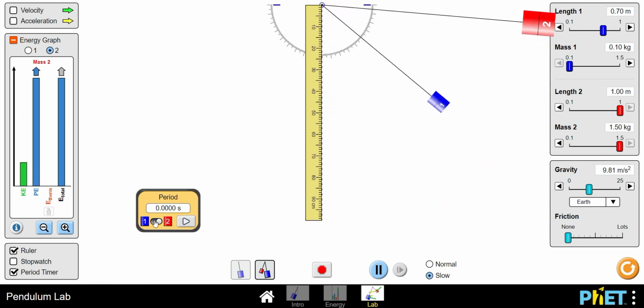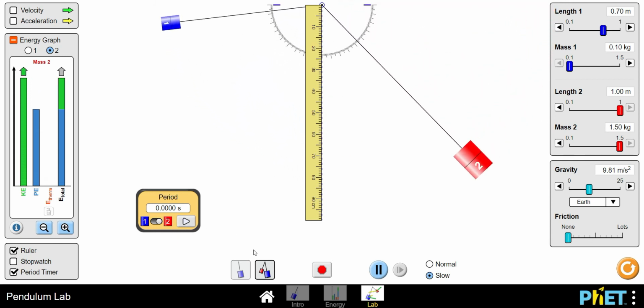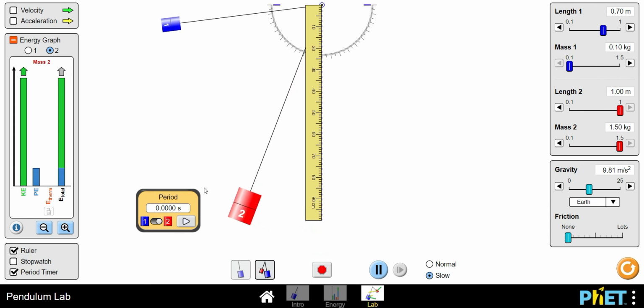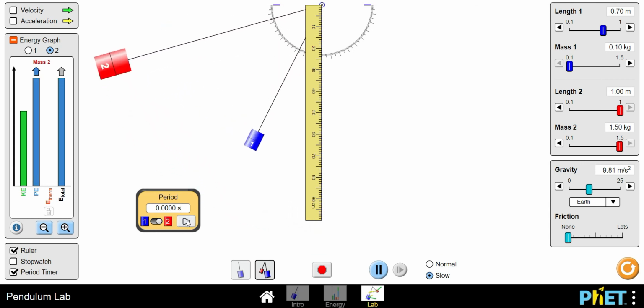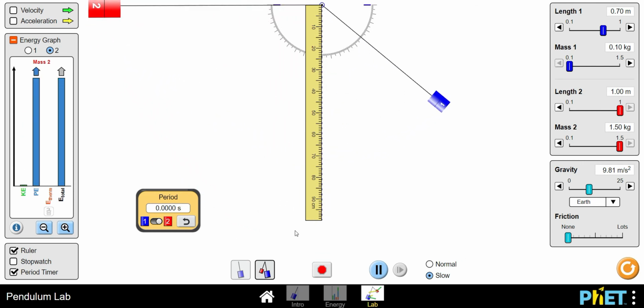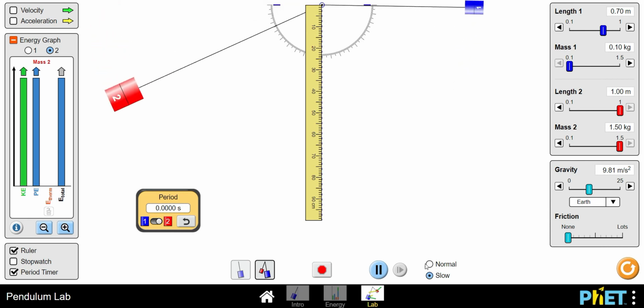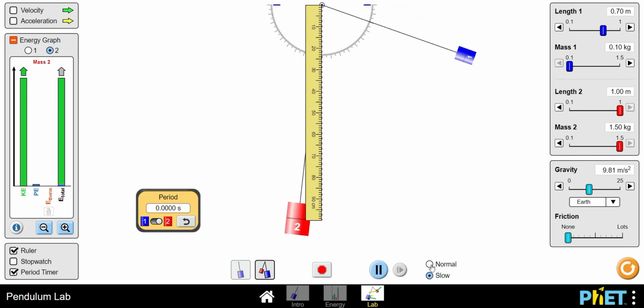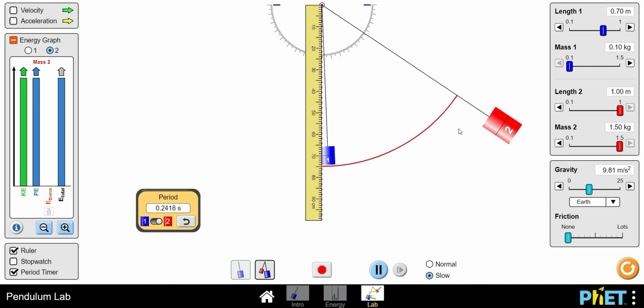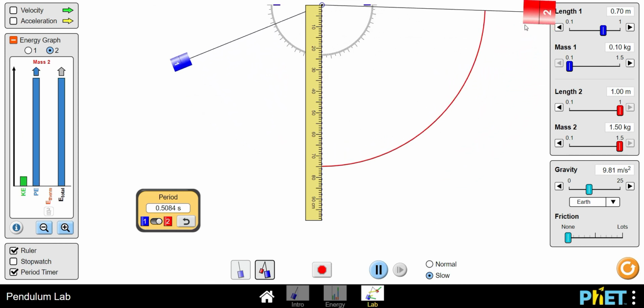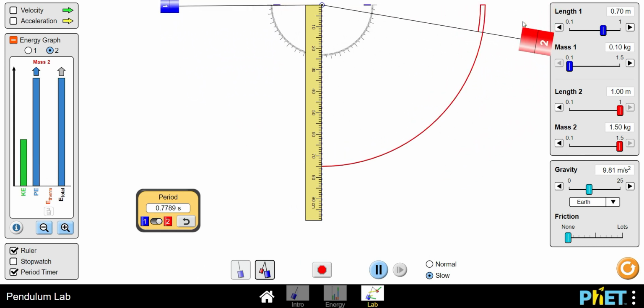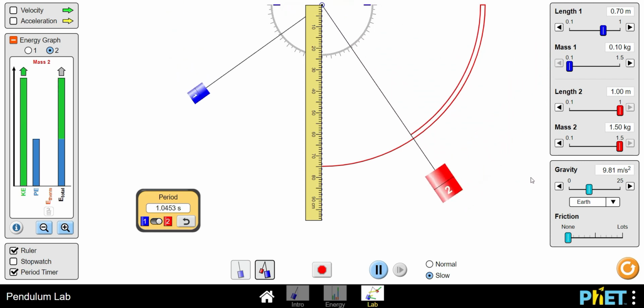We're going to switch to the second one on our period table and press play so it will start recording. Also, I'm going to go into normal speed once this is done so you can see actually how fast they'd be going, because this is in slow-mo.